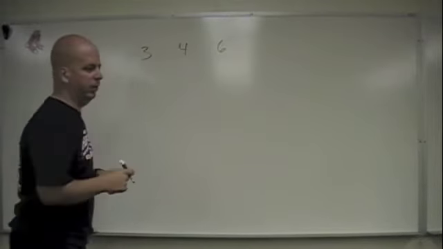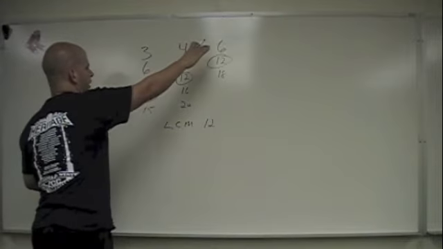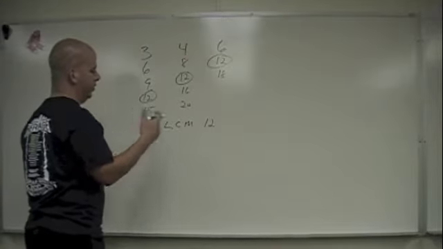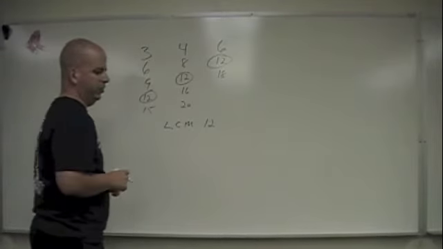So you're going to go 3, 6, 9, 12, 15, and you have 4, 8, 12, 16, 20, and you have 6, 12, 18. As soon as you see a match, you circle it, and your LCM, your least common multiple, is 12. That is all those numbers right there. As soon as you multiply them out and come up with a match, the number is going to be 12.